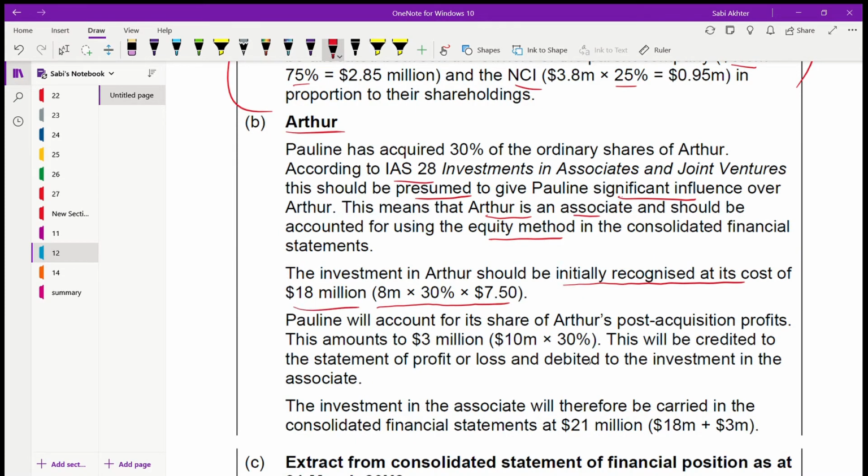Now, Poland will account for its share of Akther's post-acquisition profit. Out of the 10 million, 30% is for associates. So this is the amount that will go to Poland that you have to recognize as post-acquisition profit from associate, or share of associate's profit. And this will be credited to profit and loss, it's a profit, and debit to investment in associate, because when you're writing the statement of financial position, you're not writing investment in associate. It will be removed.